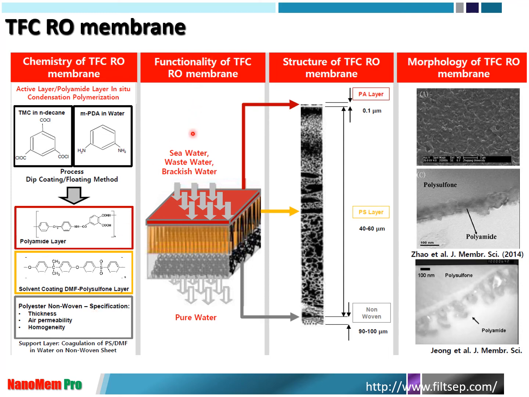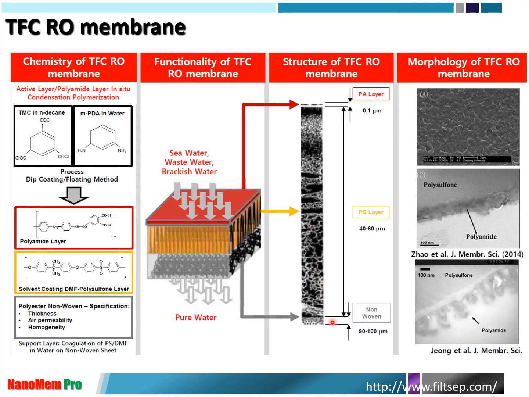So functionally, seawater or wastewater goes to the active layer, then the support layer, and then the nonwoven layer, and then we produce the pure water. You can see in detail the polyamide layer is 0.1 micrometer, the polysulfone layer is 40 to 60 nanometer, and the nonwoven layer is 100 micrometer. The water permeates from the active layer and then goes out as desalinated water.